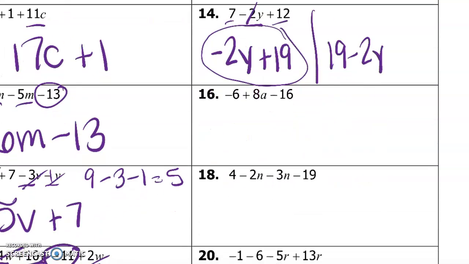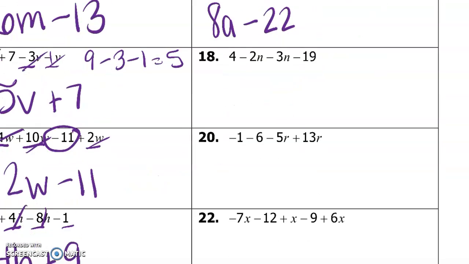Number 16, same thing. I'm going to bring the 8a down. Negative 6 minus 16 would give us negative 22. So 8a minus 22. Number 18, negative 2 minus 3 gives us negative 5n. Again, you always have to look in front. That's a negative 2 and then a minus 3. Negative 2 minus 3 gives us negative 5. 4 minus 19 gives us negative 15, so minus 15.